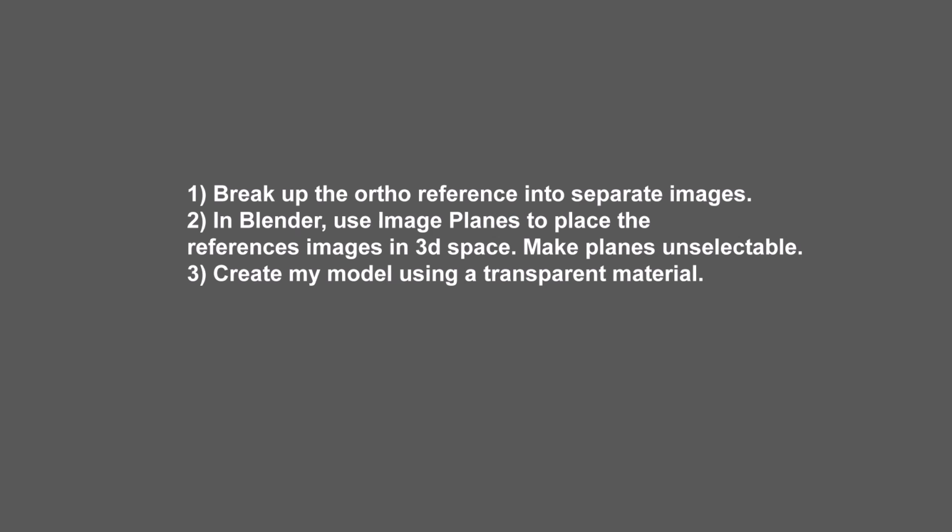And the basic process is, number 1, break up the ortho reference into separate images. Number 2, in Blender, use image planes to place the reference images in 3D space and make those planes unselectable. And number 3, create my model using a partly transparent material.